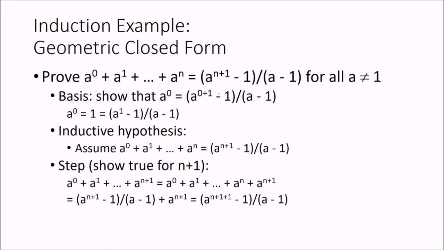Let us take one more example. We are provided with an equation, a to the power 0 plus a to the power 1 till a to the power n. We have to prove that the addition of these values follows a function, which is a to the power n plus 1 minus 1 divided by a minus 1. And a cannot be 1 because the denominator will become 0, and anything divided by 0 is infinite, which is not defined. So this is true only when a is not equal to 1.